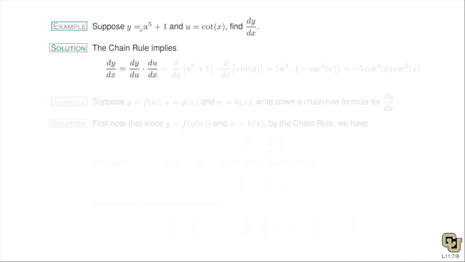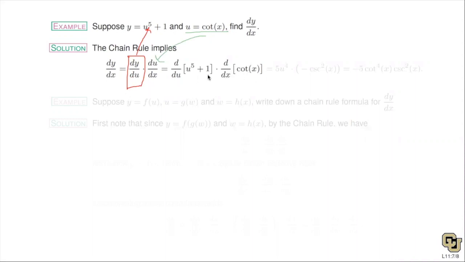So now here, I'm just going to follow the recipe. I'm going to now do dy du. I'm going to take the derivative of this function here with respect to u, and then take the derivative of this function here, u, with respect to x, and multiply the two. I'm just going to now follow the rules. So the derivative of u to the fifth plus 1 with respect to u, and I'm going to multiply that with the derivative of cotangent of x with respect to x.